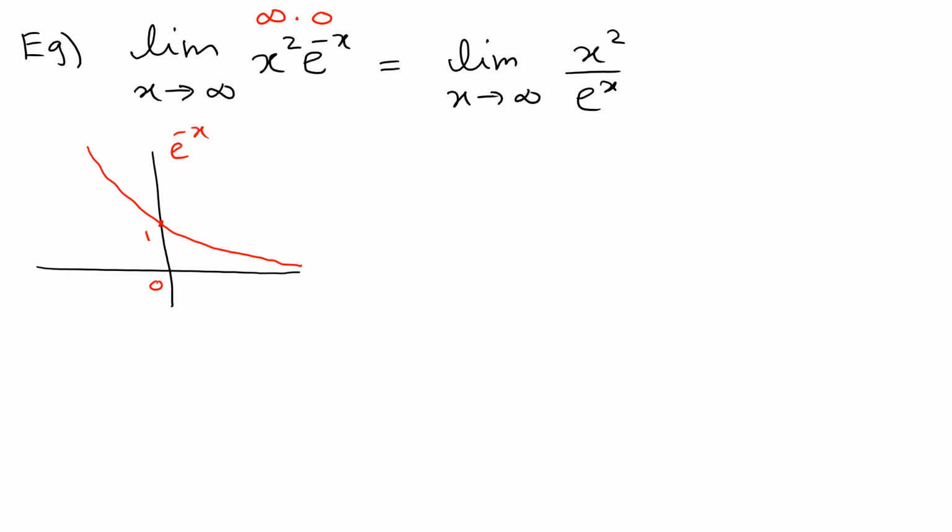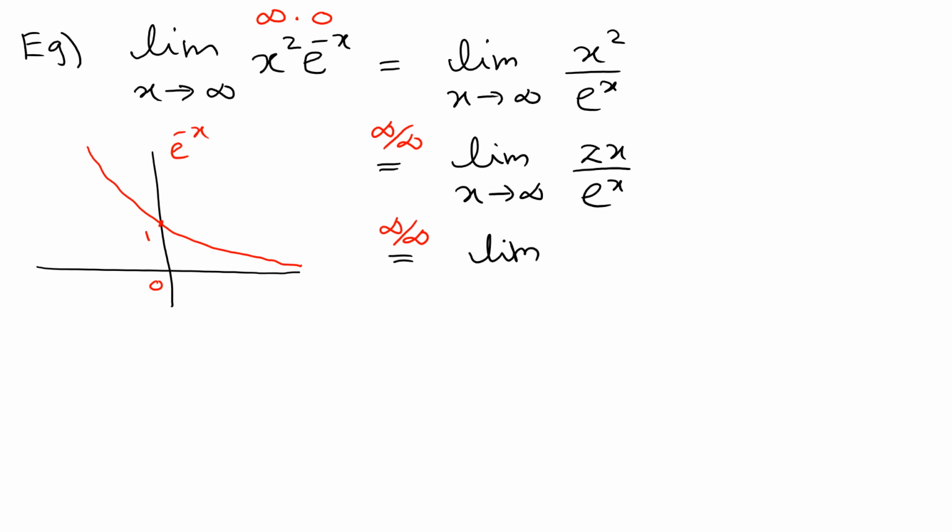Now you can see that after we do that, this is going to be an infinity over infinity problem. So we can use the Bernoulli rule here. That means we can take the derivative. As x goes to infinity, take the derivative of x squared, which is 2x, and the derivative of e to the x, which is e to the x. Once you do that, you can see the power reduces, but it is still of the infinity over infinity type. So that means we can use the Bernoulli rule again. So the limit as x goes to infinity is 2 over e to the x.